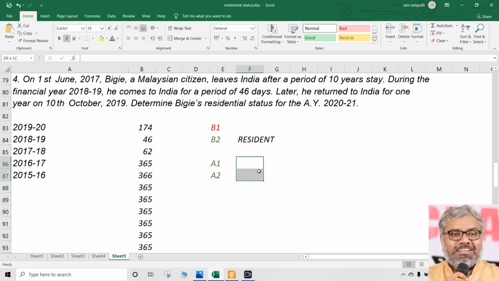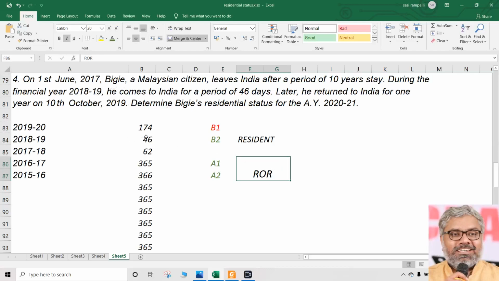When both the additional conditions are satisfied, what do we call that person? That person is called ROR, resident and ordinarily resident. So that is the final answer. This guy is resident and ordinarily resident for the assessment year 2020-21. That's all. This is how, step by step, we have to check conditions and residential statuses. During the previous year, no, 182 days. So basic condition number 1 failed. But basic condition number 2 satisfied. Additional condition number 1 satisfied. Additional condition number 2 satisfied. So ROR is the residential status of this person.